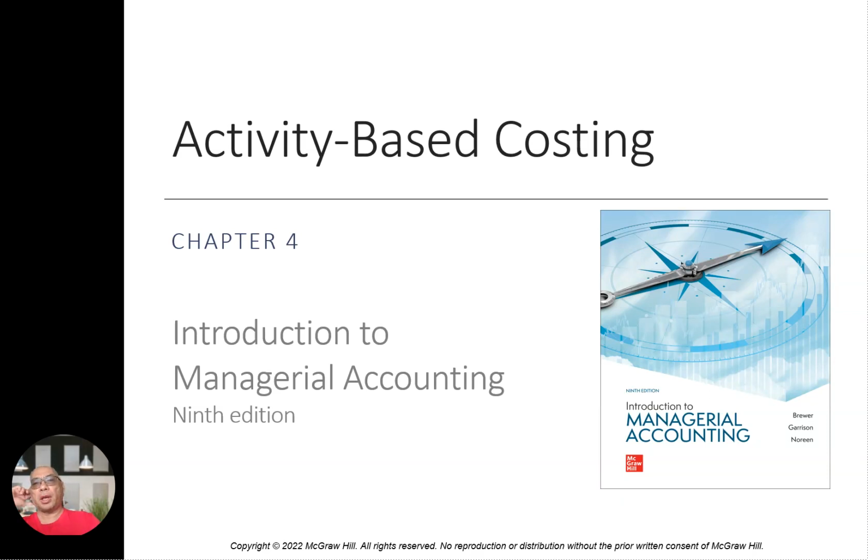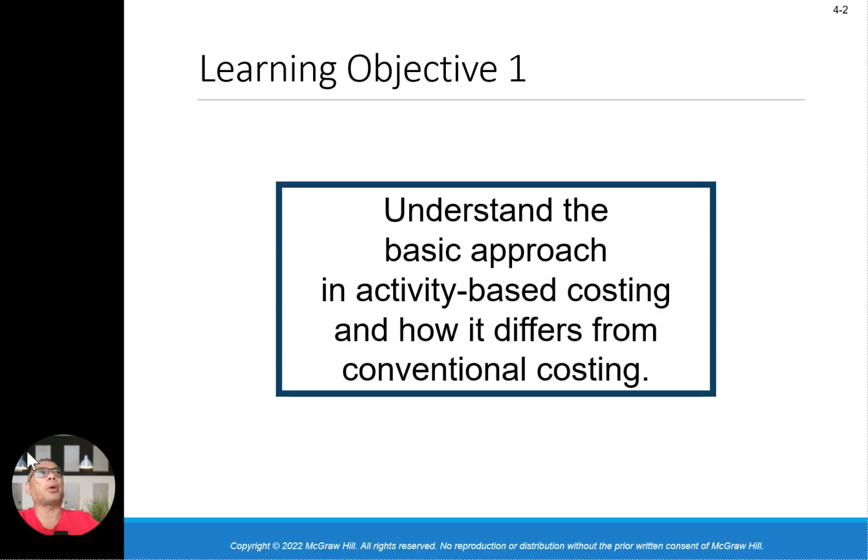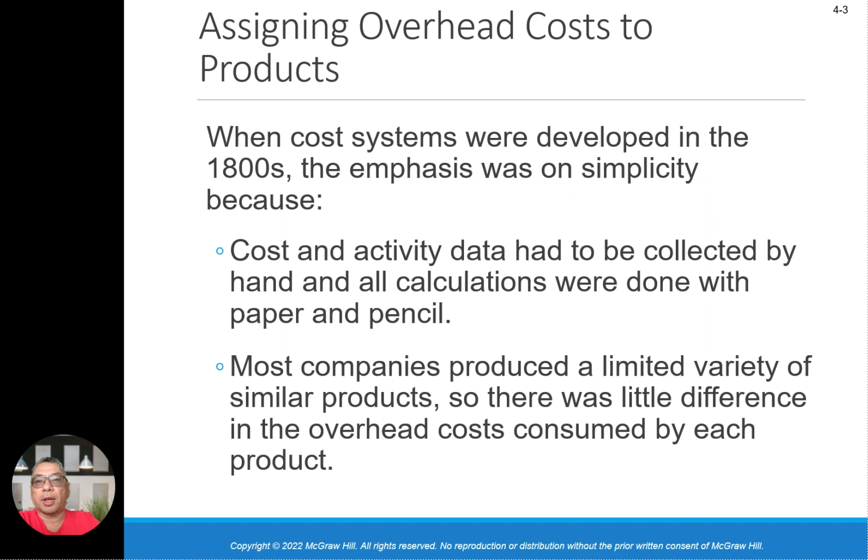We are using Introduction to Managerial Accounting by McGraw-Hill. The title of this chapter is Activity-Based Costing. Okay, this is chapter 4. So basically, what are we going to cover? Objective number 1: understand the basic approach in activity-based costing and how it differs from conventional costing.